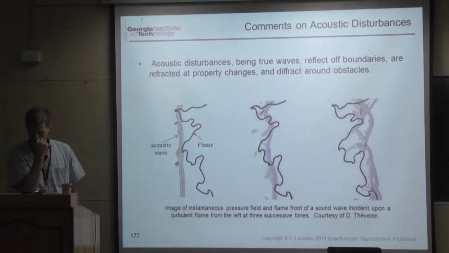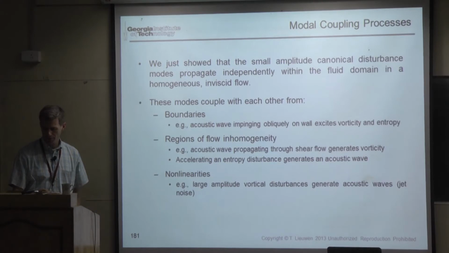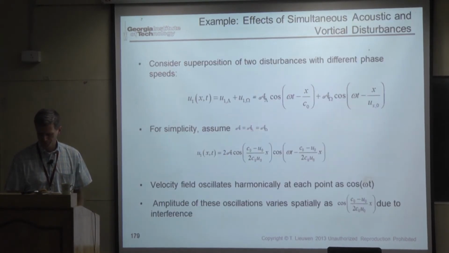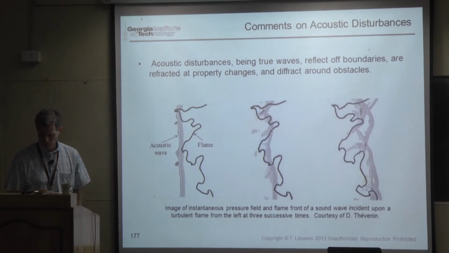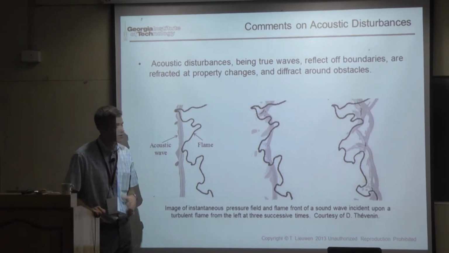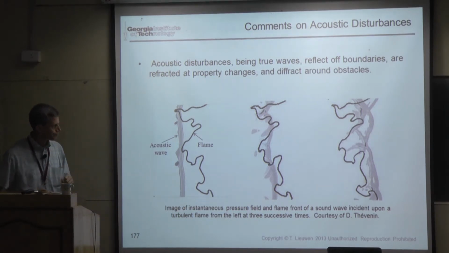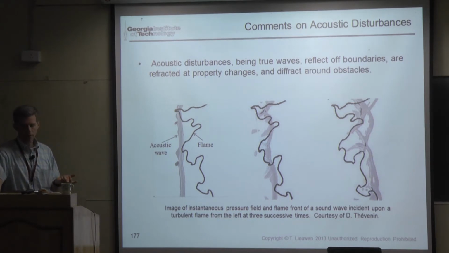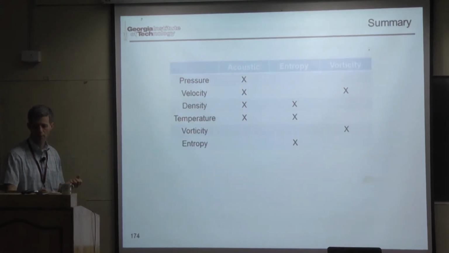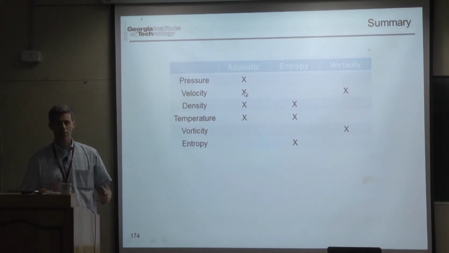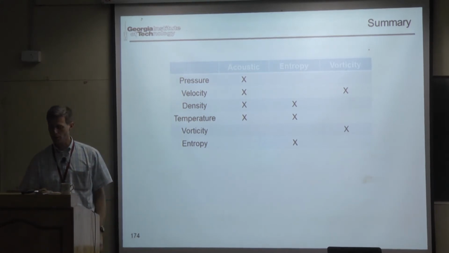Now, in contrast, vortical disturbances and entropy disturbances, they are carried by the flow, all right? And so, if I were to compare and contrast, let's just say we're looking at the velocity field, all right? Let's go back to this table here. We said that the velocity field is a superposition of acoustic disturbances and vortical disturbances. Well, the acoustic disturbances, as we just said, they're moving with the speed of sound. They have one length scale. The vortical disturbances, they're moving with the flow velocity. They have another length scale.